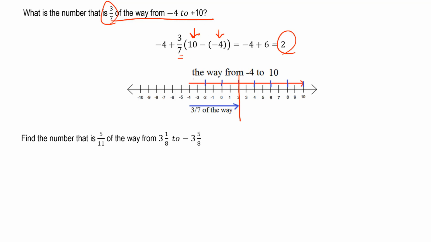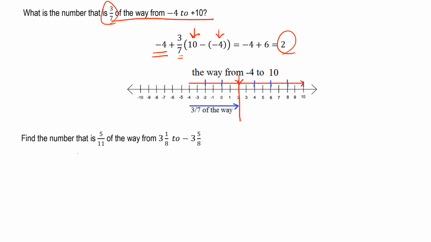And then to figure out what number you're going to end up at, you start at -4, and then you add that 3/7 of the way to get there. So we're putting the -4 here, the number we start at, we add 3/7 of the way, and it ends us up where we would end up if we started at -4 and went 3/7 of the way.